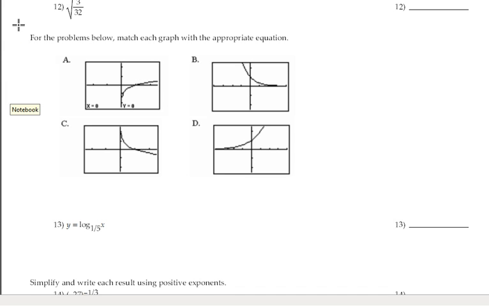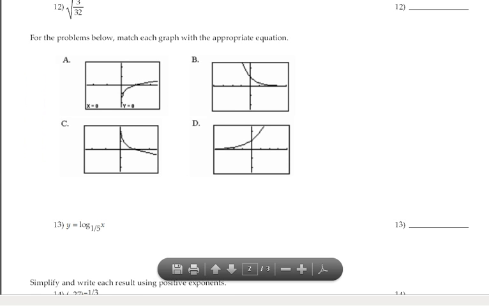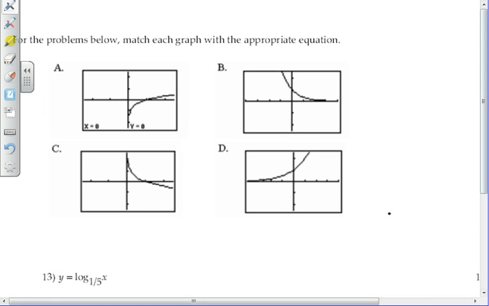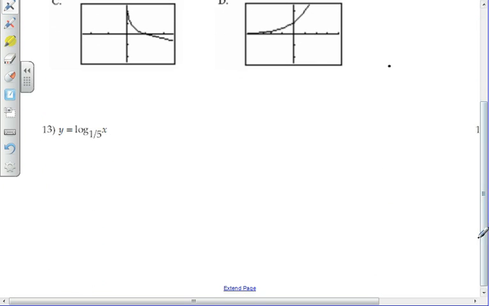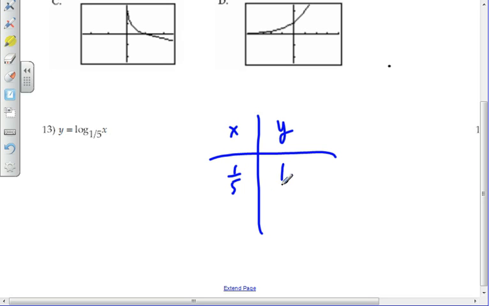Yeah, okay, so this is number 13. All right, so here's 13. So we look at this and we say, okay, well, I have x's and I have y's. If my x is 1/5, what is my y going to be? If my x is 1/5, then my y is going to be 1, right? Because the log base b of b is 1.